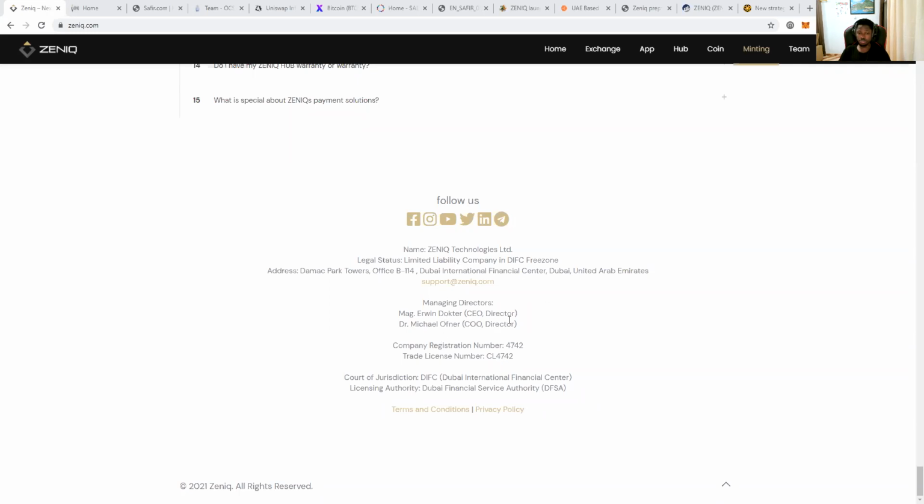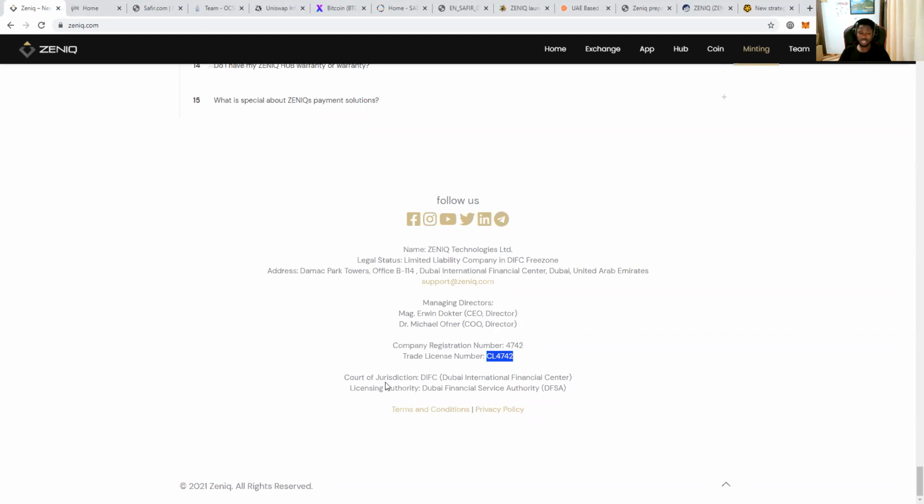And of course, when you come to the managing directors, you get to see the people at the top of the chain: the CEO, the COO, and of course the company registration number, which is very, very important because you want to understand what they stand for and if they are credible enough to work with. And of course, you want to check their trade license. You get to see their trade license here, and you can verify this as well. So these are a few things you want to put into consideration.